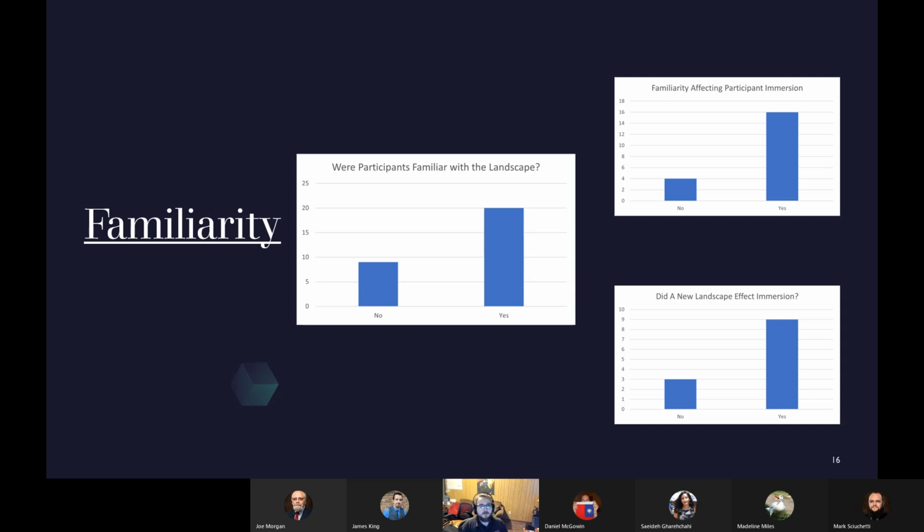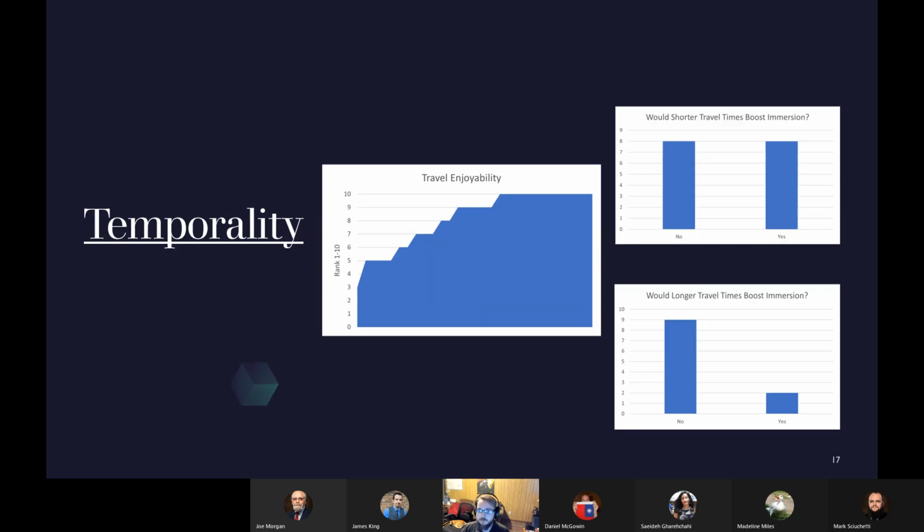And next, temporality, a little bit over time, so I'll get through this a little fast. In the first graph, it shows how players enjoyed their travels within the game. The majority of people ranked it over 5, so above average. Most everyone enjoyed traveling within a video game.